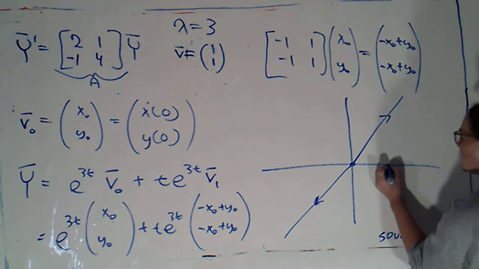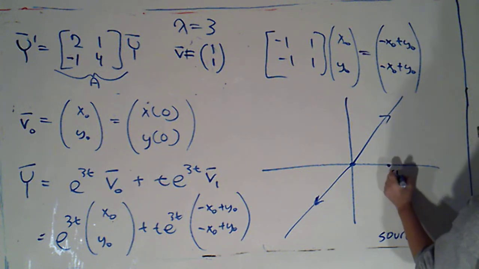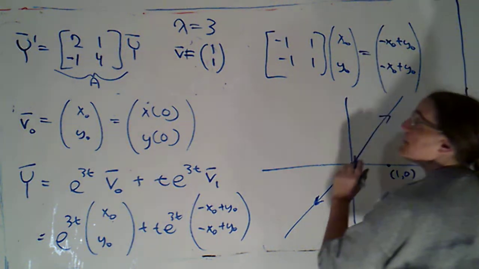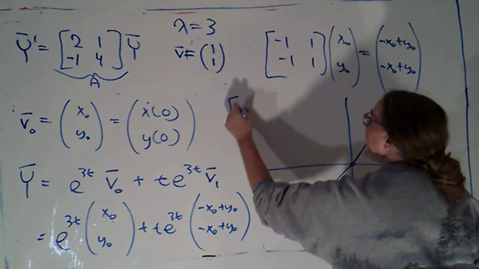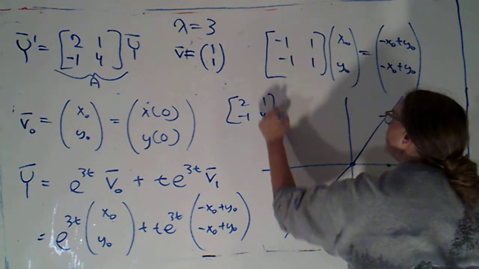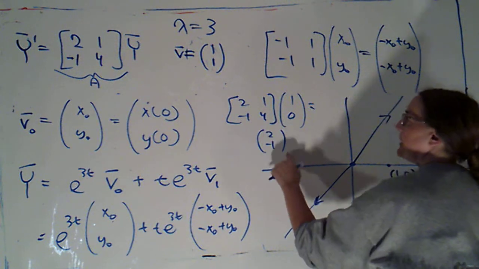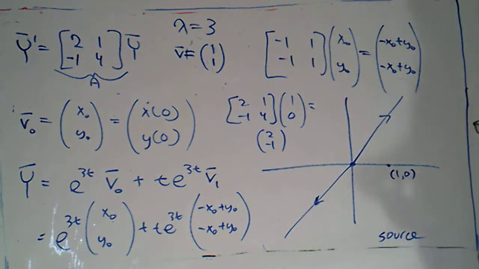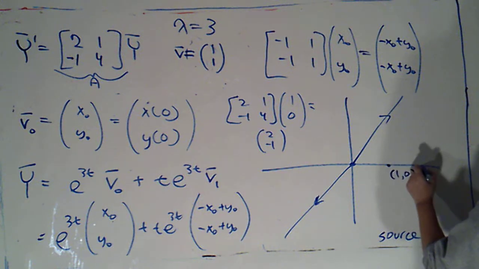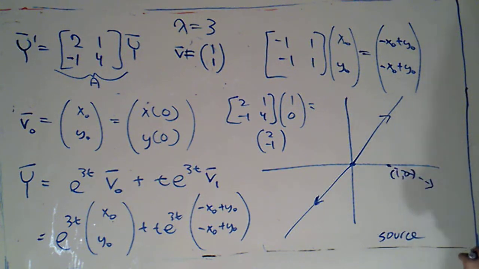So I'm just going to pick this point, (1, 0). If I multiply A by that, [2, 1; negative 1, 4] times (1, 0), I'm going to get (2, negative 1). Again, the shortcut is that I just get the first column. So we're going over 2 and down 1. My tangent vector at that point is going to be like so.